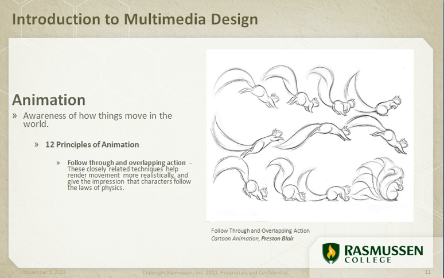Overlapping action is a tendency for the body parts to move at different rates. For example, the arm will move at different timing than the head. A third technique called the drag is where a character starts to move and the parts of him take a few frames to catch up, as is seen here when the front quarter of the squirrel lands first and then the hind quarter will land a few frames later.